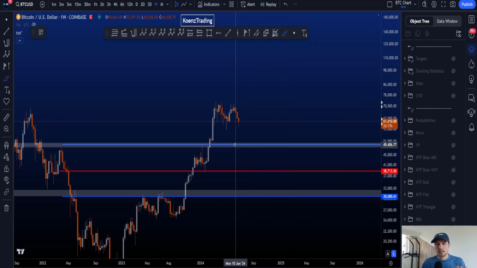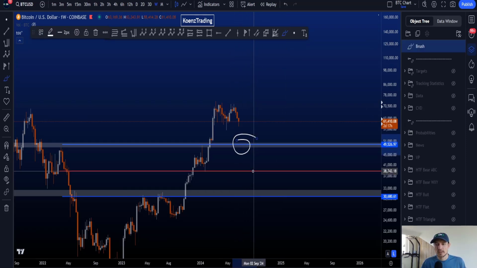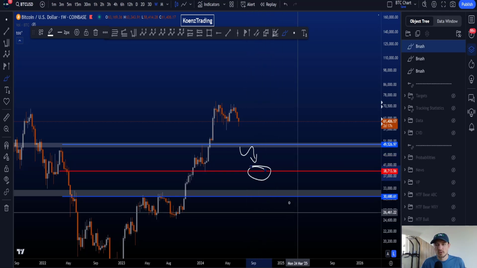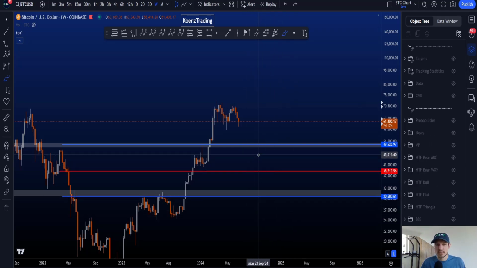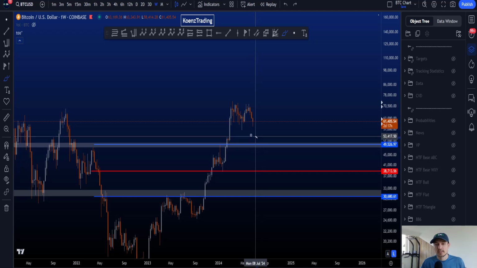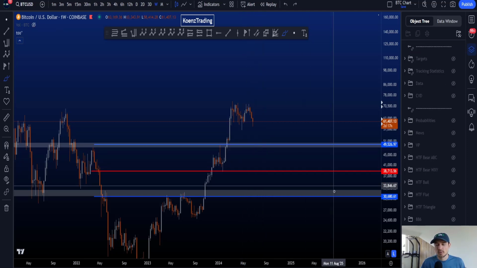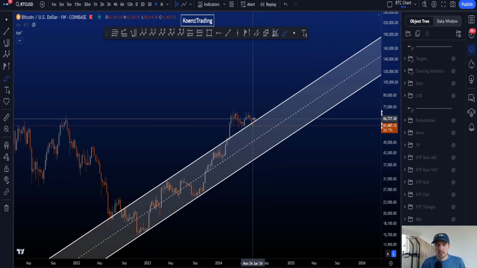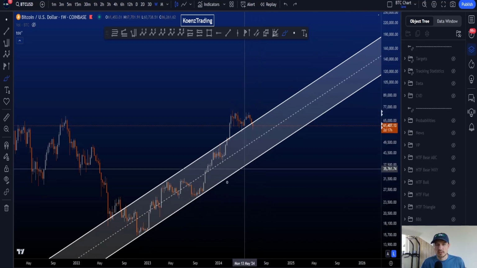Moving back below the value area high at 49.5k and retesting the value area high from the inside increases the probabilities to move to the point of control at 38.7k. For now, however, this area is an important area of support on the chart. On the weekly time frame, price is now also flirting with this channel once again.